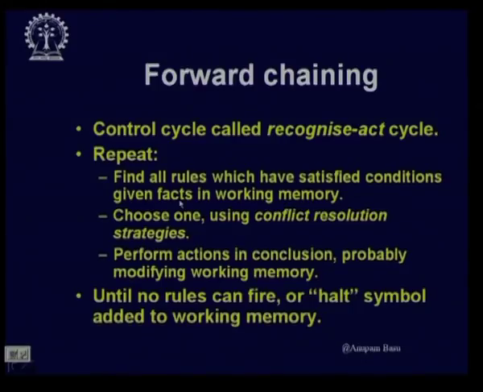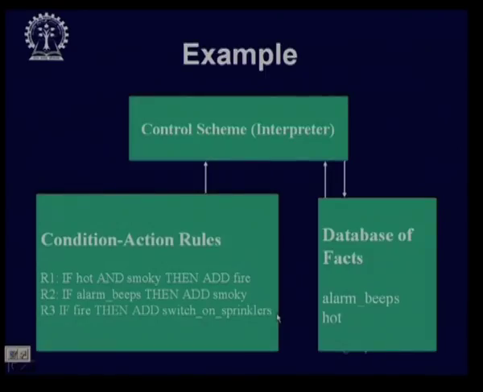So, what we do over there? We find all the rules which have satisfied conditions given the facts in the working memory. We choose one using conflict resolution strategies, perform actions in conclusion, probably modifying the working memory, until no rules can fire, or we halt, that means the goal has been met. So here is an example, the same example that we did in the last lecture. Here we can do it in the forward chaining mode in this way. We first look at these rules and these facts.